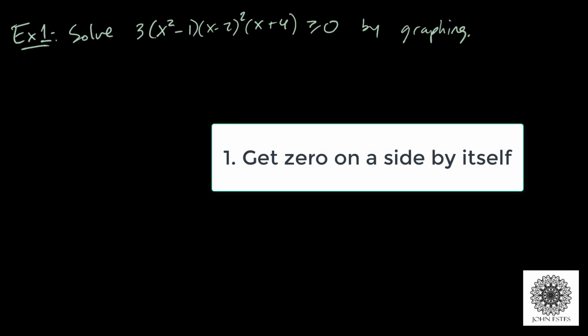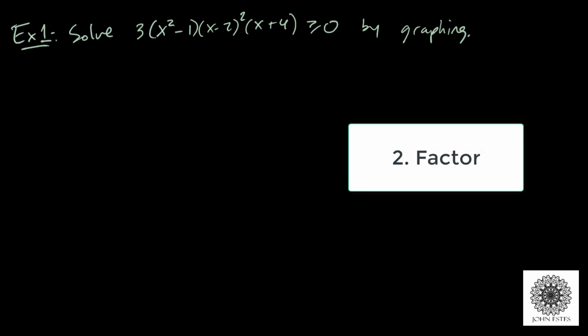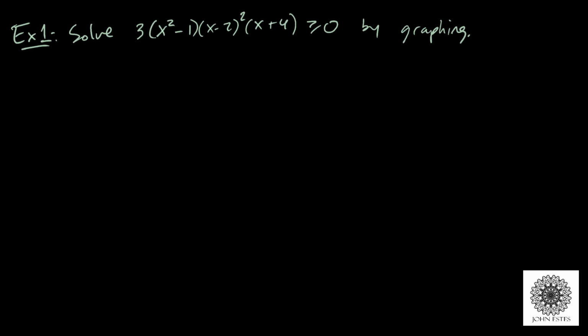So here in example 1, I want to solve 3 times (x squared minus 1) times (x minus 2) quantity squared, times (x plus 4) greater than or equal to 0. I've already gotten 0 on one side of my inequality. The second thing you want to do is to factor, and this is almost factored for us. The only thing I need to worry about is that x squared minus 1 factors as the difference of two squares, (x plus 1)(x minus 1). And then I have (x minus 2) squared times (x plus 4) greater than or equal to 0.